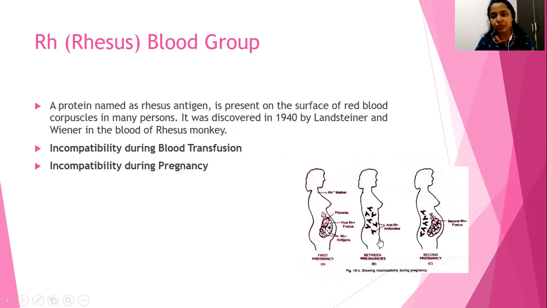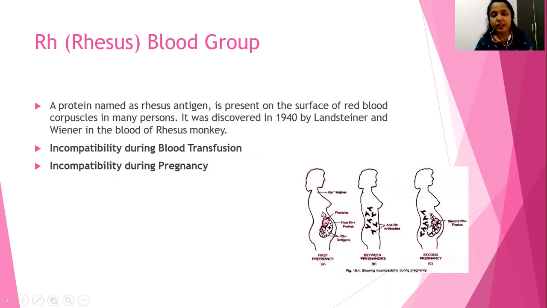After parturition, the first child's delivery does not have any problem. After the parturition of the first pregnancy, those anti-Rh factors will be there in the mother's bloodstream. But in the second pregnancy, if the child is again Rh positive, whatever anti-Rh antibodies are there in the mother's serum will fight against the Rh.